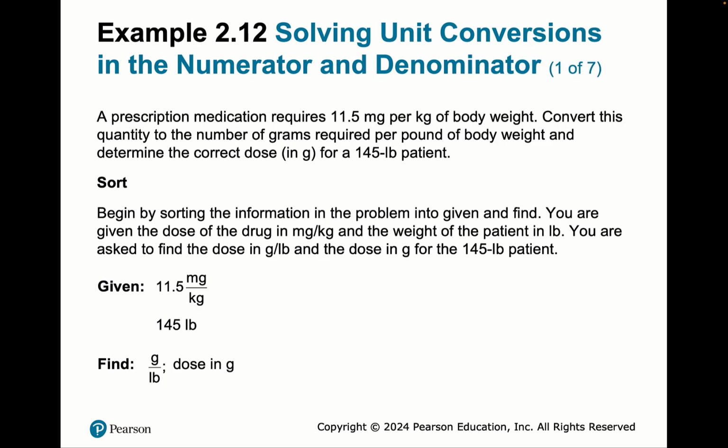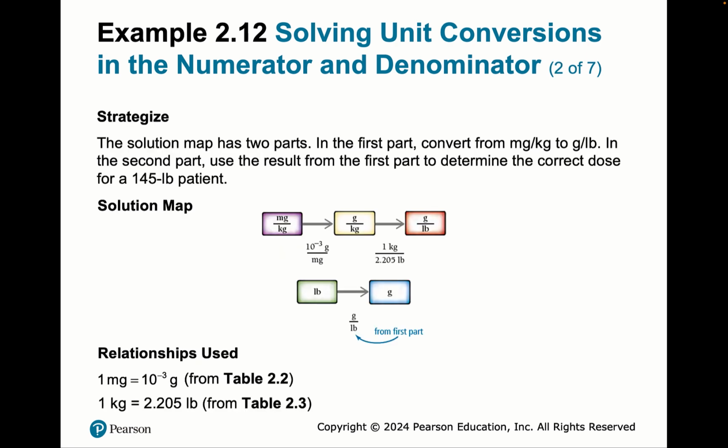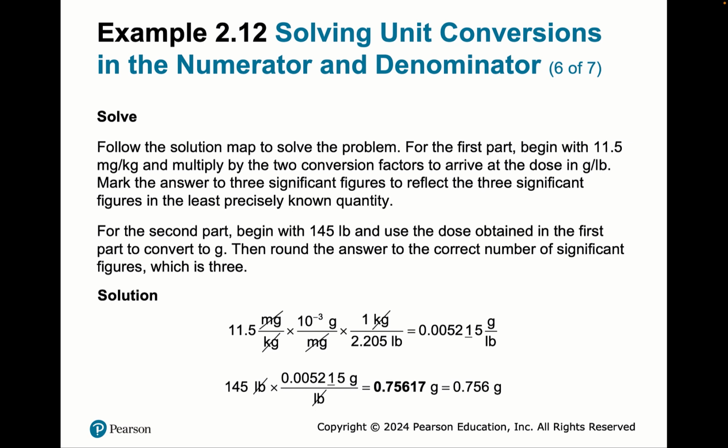Solving using conversions in the numerator and denominator. A prescription medication requires 11.5 milligrams per kilogram body weight. Convert this number to grams per pound body weight for a 145 pound patient. Okay, so we have some of the conversions. Same old dimensional analysis, and we start off with 11.5 milligrams per kilogram.